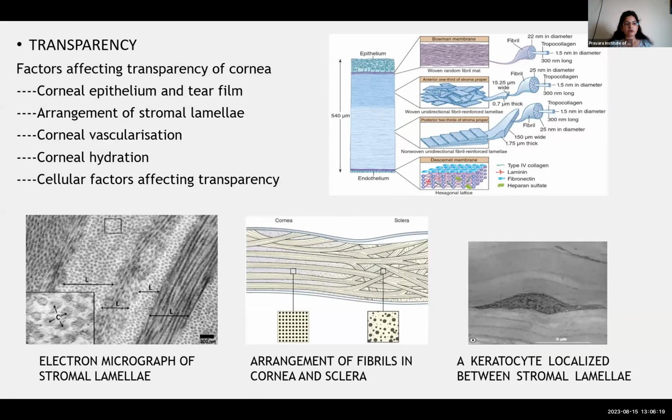Coming to the transparency of the cornea, I'll discuss the anatomically relevant points. The stromal lamellae are arranged orthogonally to each other, and the collagen fibers are regularly spaced. The density and the diameter of the fibrils is consistent, and the transparency of the cornea can be attributed to that. The anterior stroma is more compact than the posterior stroma. The cellular factors affecting transparency are the keratocytes, which have the crystallins, which contribute.